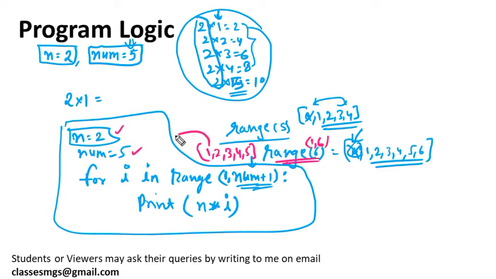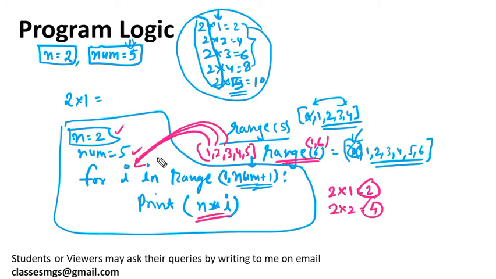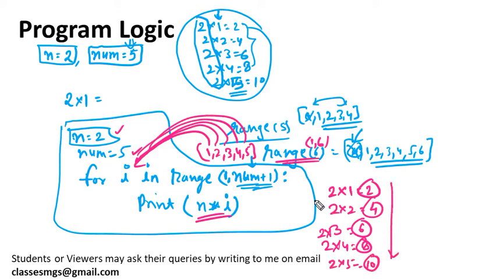First time i value will be 1, so n star i, 2 star 1 equals 2, output will be 2. We are directly printing the expression result. Next time i will become 2, 2 star 2 will be done, 4 will be printed. Next time 3 will come, 2 star 3 and 6 will be printed. Next time 4 will come, 2 star 4 will be done and 8 will be printed. Next time 5 will come, 2 into 5 and 10 will be printed. So this way you can print the n multiples of any number you want.